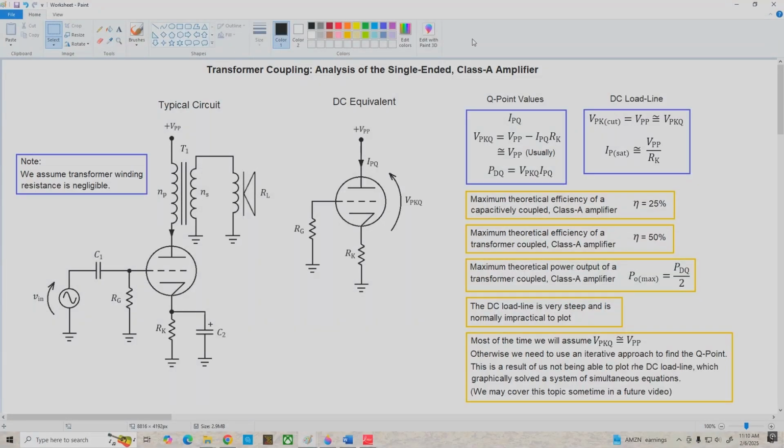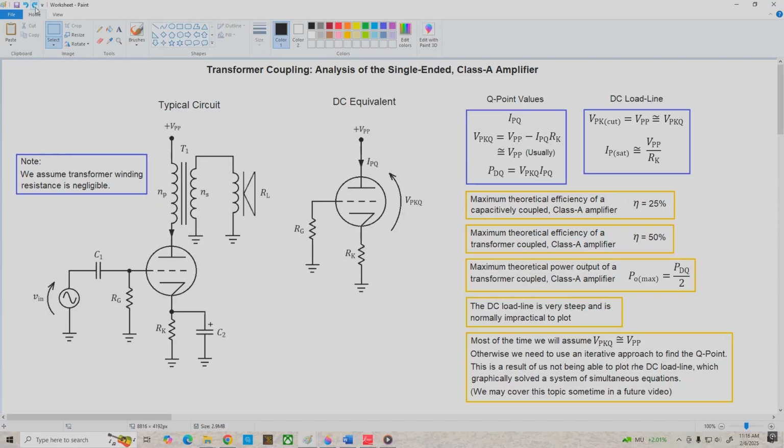Today we're going to start a series of topics that I think you're really going to enjoy. It's the analysis and design of transformer coupled power amplifiers. We're going to begin with an analysis of the single-ended Class A transformer coupled amplifier. The typical circuit is shown here on the left. It's a common cathode using cathode feedback biasing and a fully bypassed cathode resistor.